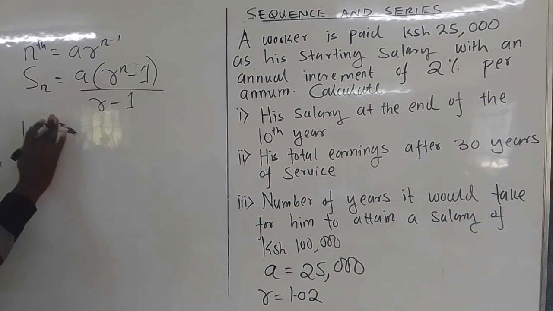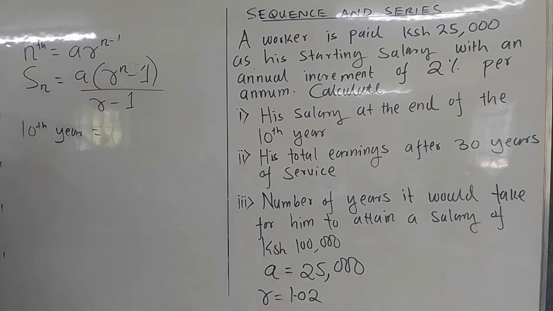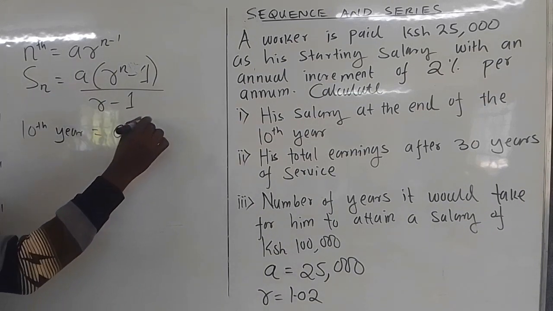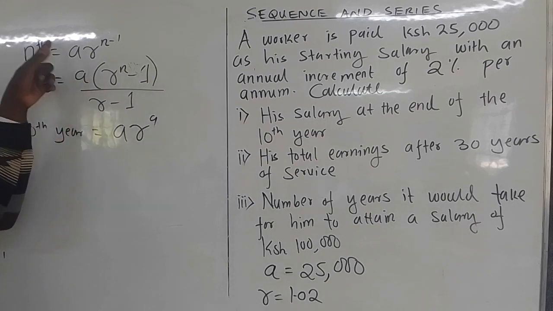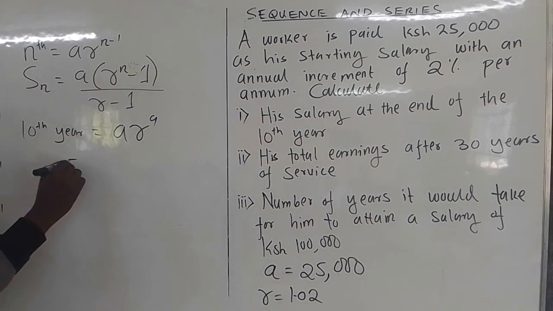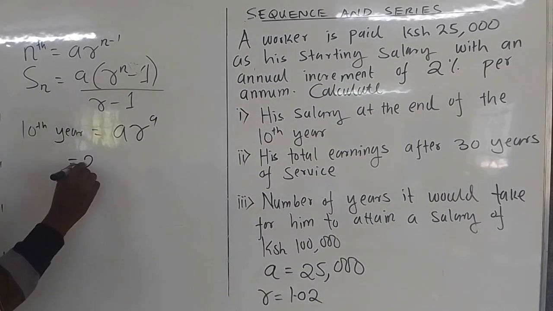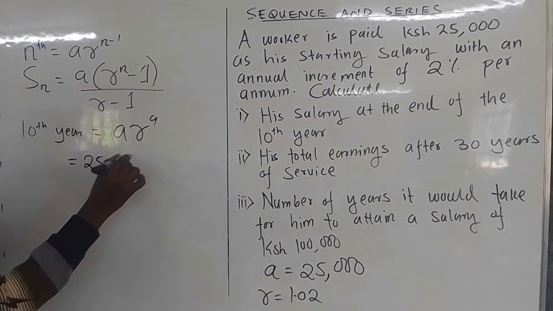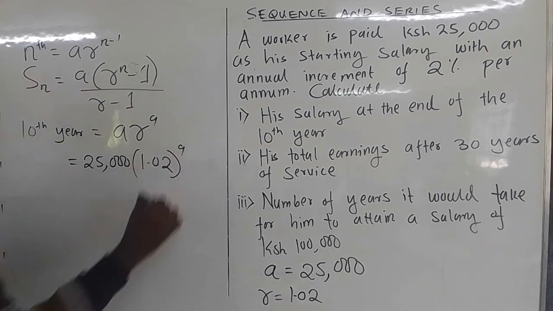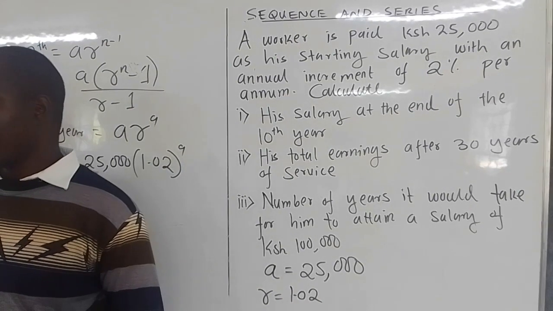The 10th year is the 10th term, isn't it? And that will be AR raised to power, the 10th term, ARN where N is 10, 10 minus 1, isn't it? AR raised to power 9. So what do we get there? A is 25,000. R is 1.02 raised to power 9.